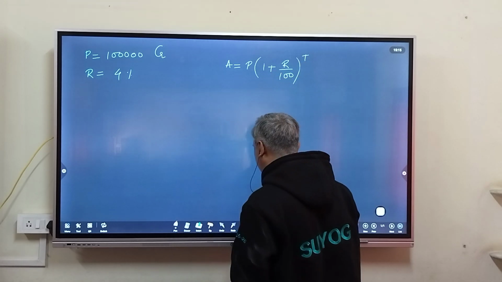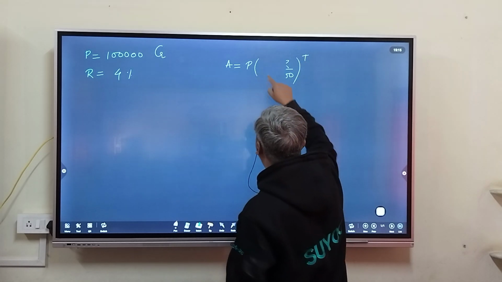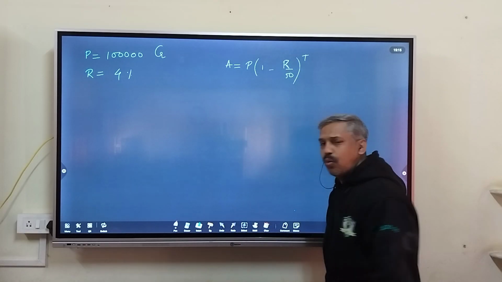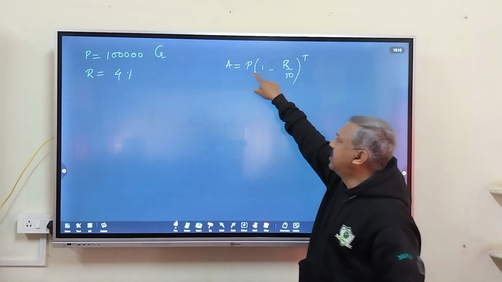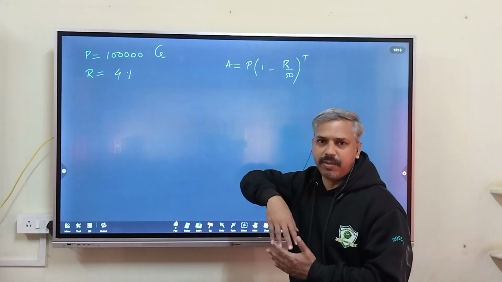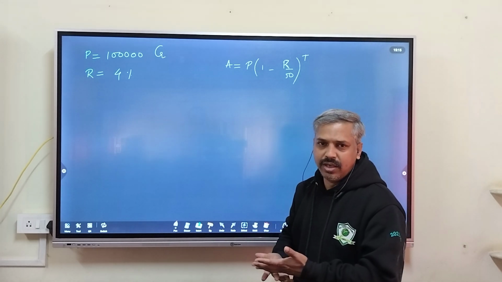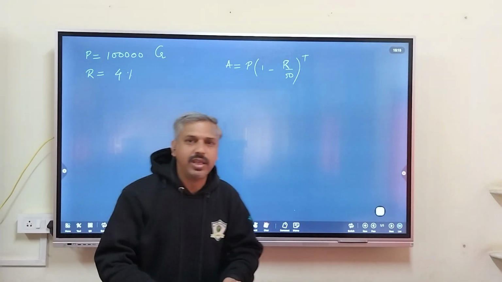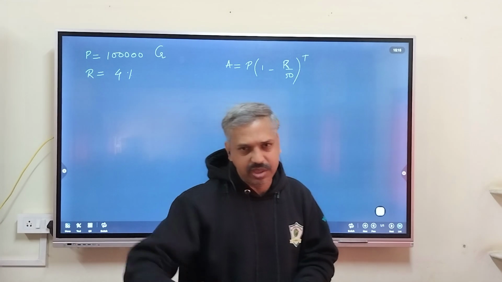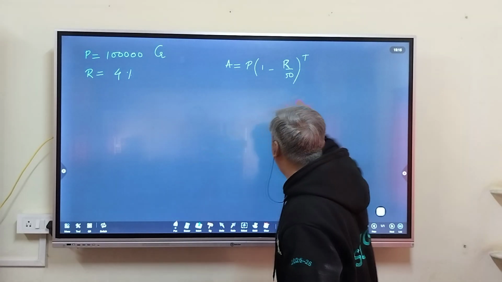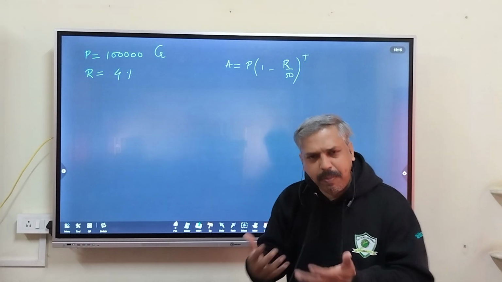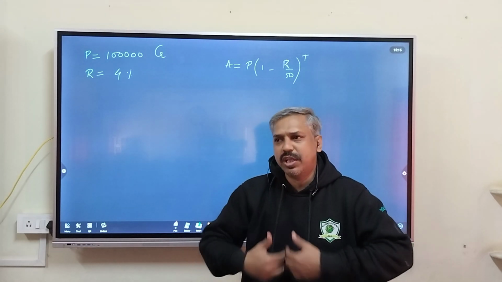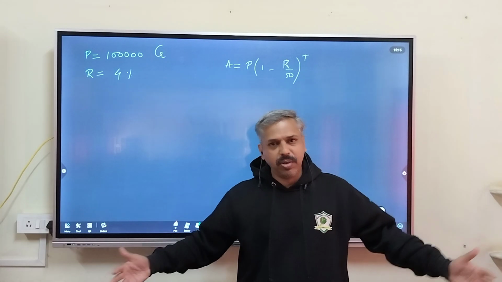But in this case, it is not taken as 1 plus R, it is taken as 1 minus R upon 100. Why? Because the original value is reducing this time, it is not increasing. In case of actual interest, the value would be increasing as the years go by. If you're talking about the population of a town, more and more people will get married, they will have their married life, they will reproduce, the new child will be born, the population of the town will keep on increasing.